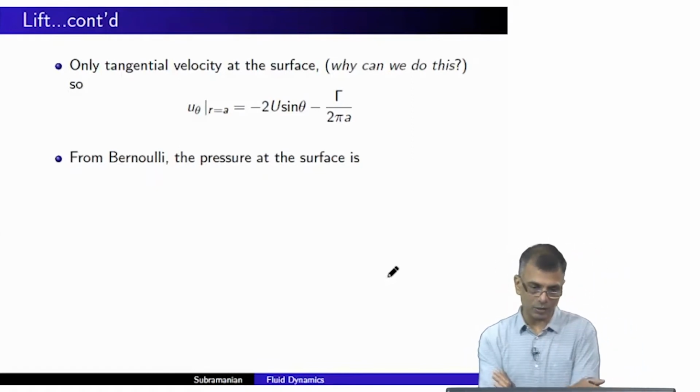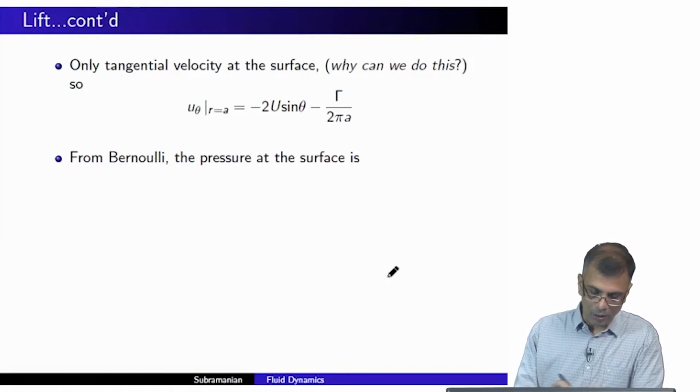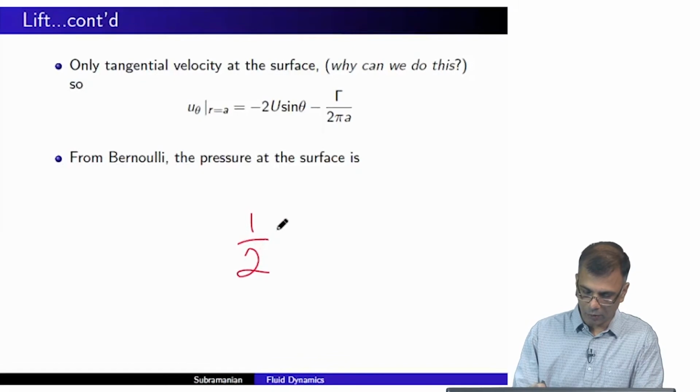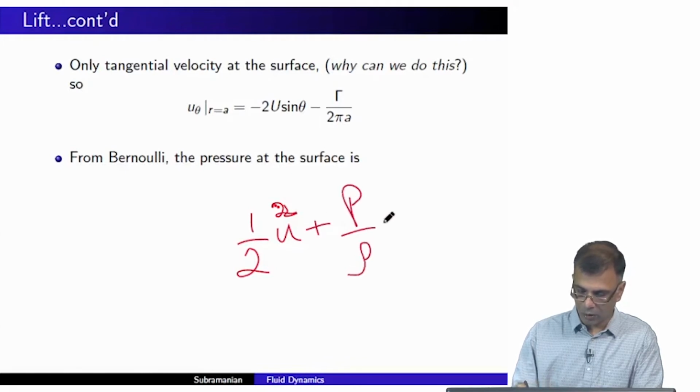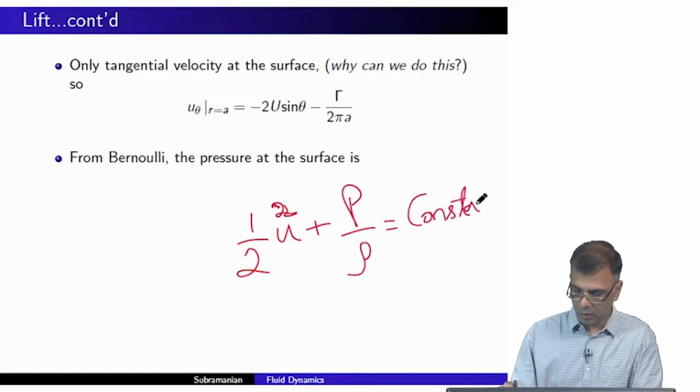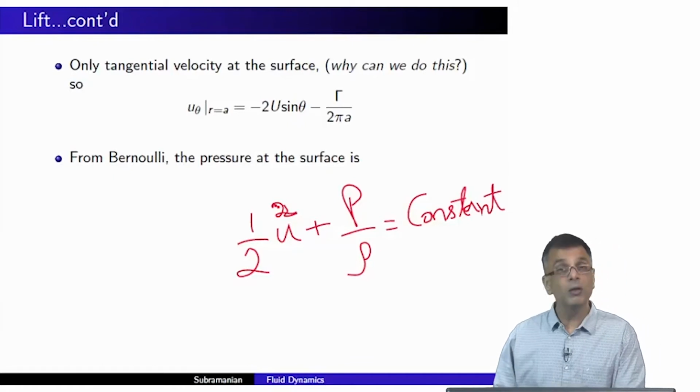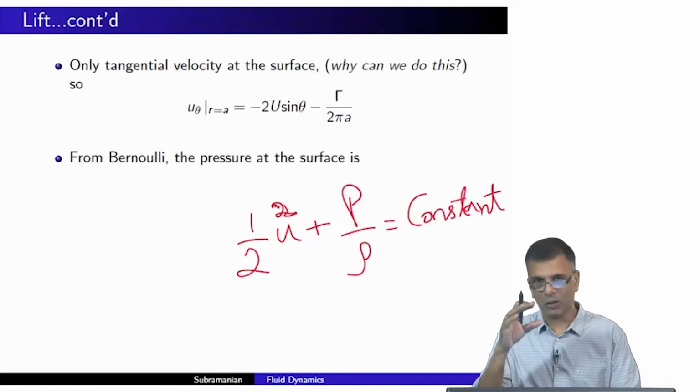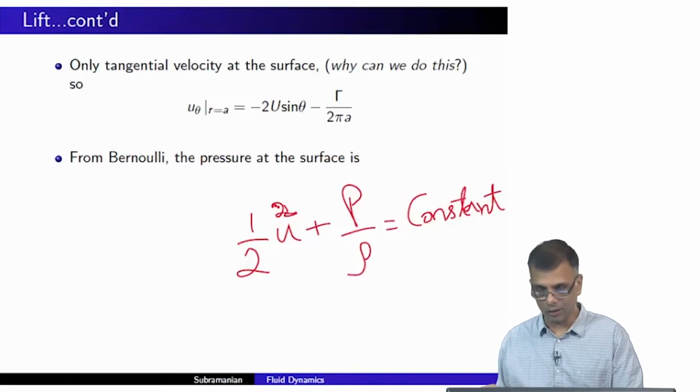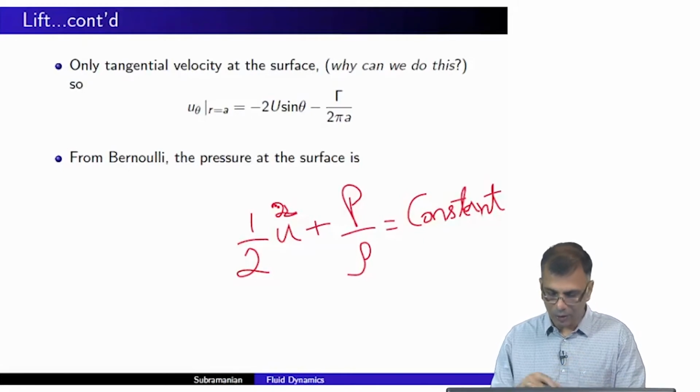You remember Bernoulli's theorem, right? So Bernoulli essentially tells you 1/2 u squared plus p over rho equals constant. Right? This is what Bernoulli is telling you. And since the ball is relatively small, we don't have to worry about gravitational potential. Right? So this is constant.